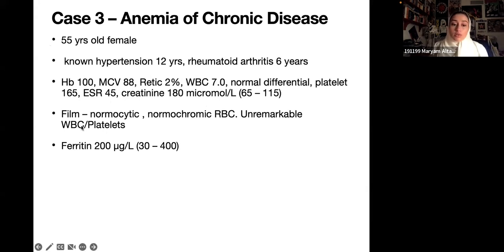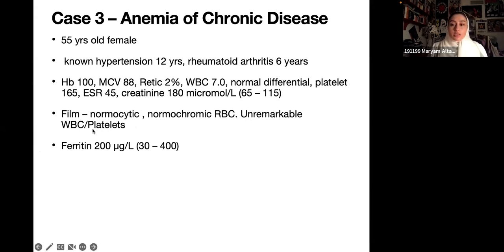So basically what you're going to see is a normocytic, normochromic anemia with normal white blood cells and normal platelets. And the ferritin here is going to be normal or high. Remember, ferritin is going to help us differentiate between anemia of chronic disease and iron deficiency anemia. But the important thing for you guys to know is that anemia of chronic disease can be normocytic or microcytic, not macrocytic.